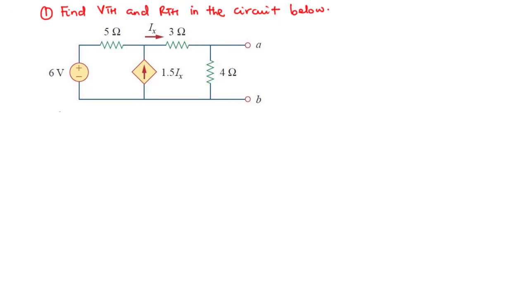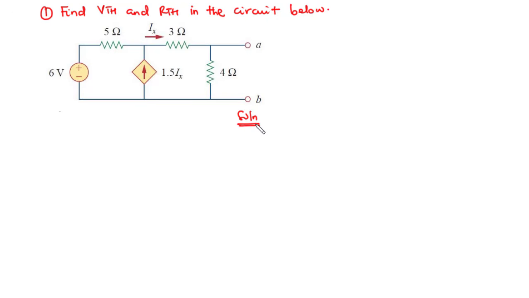So in this lesson, we are going to consider circuits involving dependent sources, and then we are going to use Thevenin's theorem to find the Thevenin's resistance and the Thevenin's voltage. So this happens to be our first example. We are going to find the Thevenin's voltage as well as the Thevenin's resistance in the circuit below. Now let's try this example together.